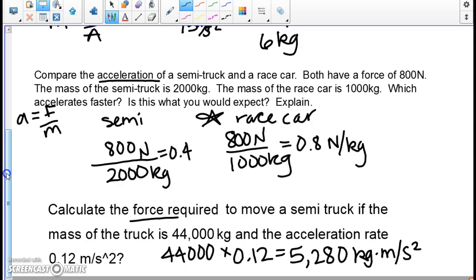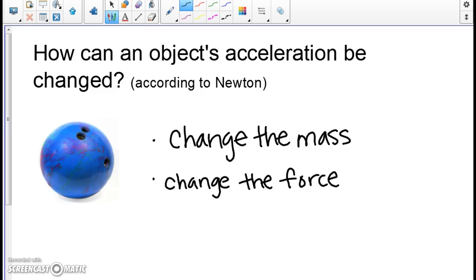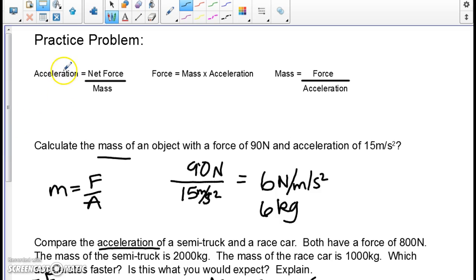And that is how we solve the different ways of Newton's laws and compare how we can move an object and change its acceleration. We can change the mass, we can change the force, and those will change the acceleration. And we can solve for acceleration, for force, or for mass using any three of these interchangeably.